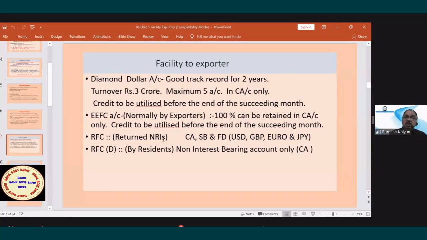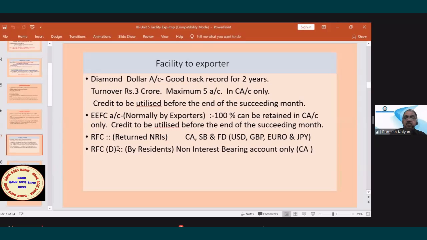A possible question they can ask in RFC is, whether the amount in this foreign currency account can be repatriated. The answer is, once this person gets back his original status, that is non-resident, once he goes back to a foreign country, his status is non-resident, then you can repatriate.